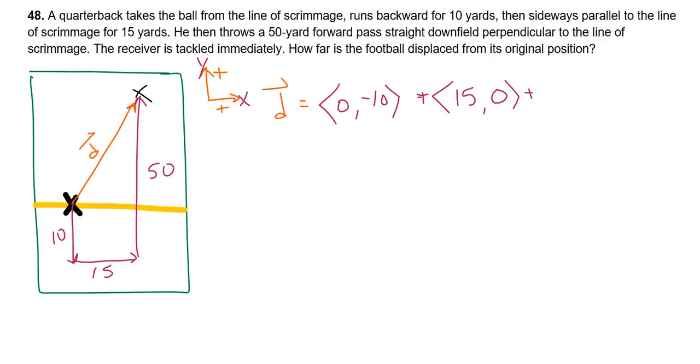Then it is thrown 50 yards downfield. So that has to do with the y direction, right? And it's in fact a positive y. So 0, 50. Because it says it's perpendicular to the line of scrimmage, that means it doesn't move in the x direction at all, so we have 0, 50.